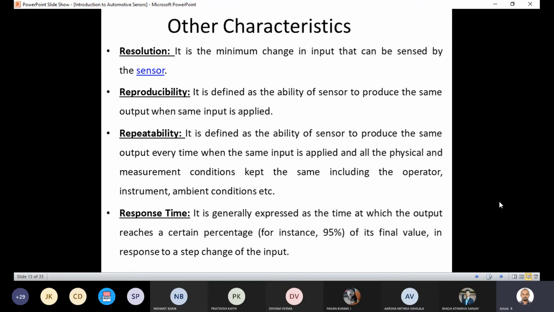The next important parameter is the response time. Response time is generally expressed as the time at which the output reaches a certain percentage of its final value in response to a step change in input. For example, if you are giving a step signal as input, how quickly it responds to reach 95% of its final value is called the response time. For example, with the exhaust gas oxygen sensor, immediately after the end of the exhaust stroke, the sensor has the ability to respond immediately.